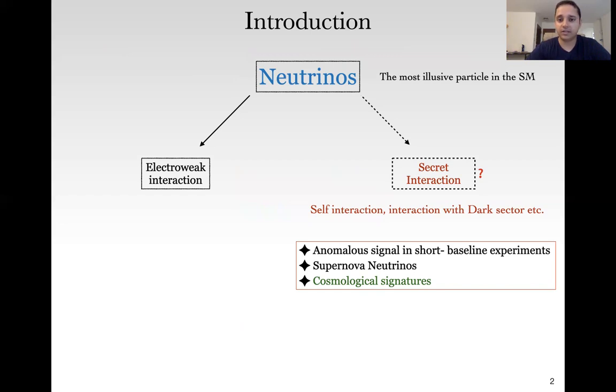Now, people have been looking for signatures of neutrino self-interaction in anomalous signals in short baseline experiments, and also in supernova neutrinos. However, today I'll be talking about only the cosmological signatures of neutrino self-interaction.